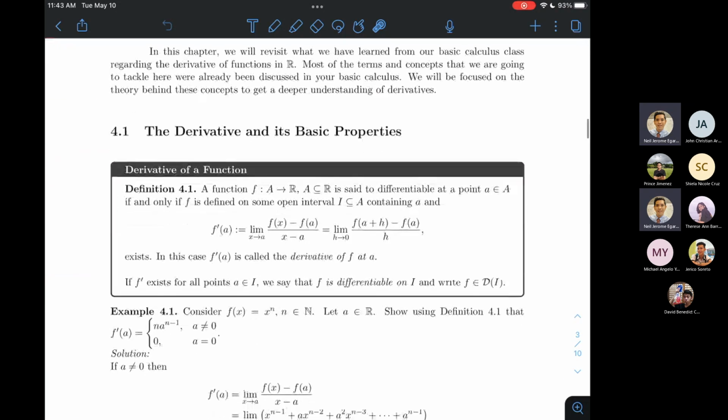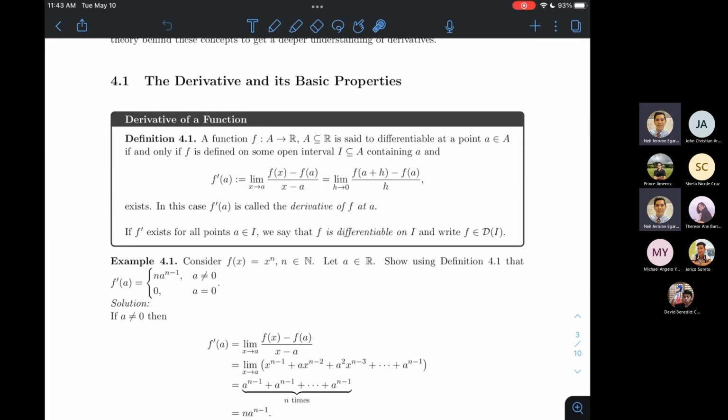Okay, so we'll start off with looking at the definition of the derivative of a function. And if you will compare this to what you have seen in Math 36, hindi na natin mas pinalayo yung itsura ng definition. After all, derivatives are simply limits. They are limits of special quantities, all right?